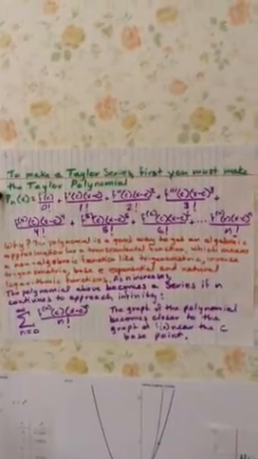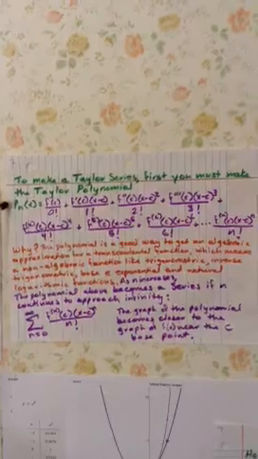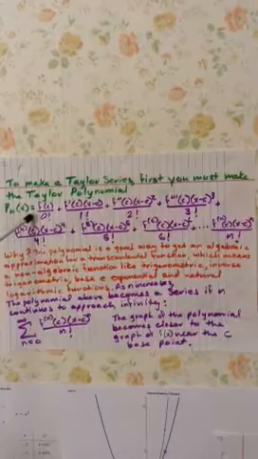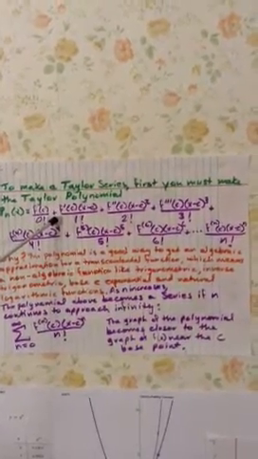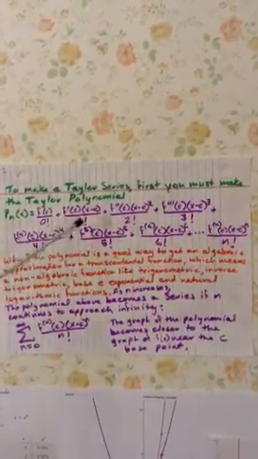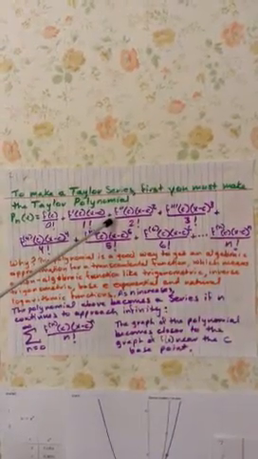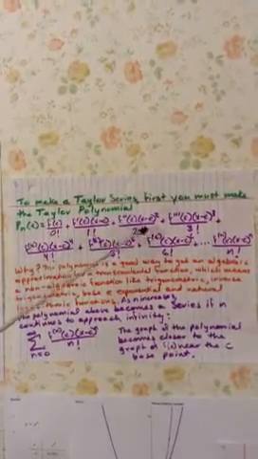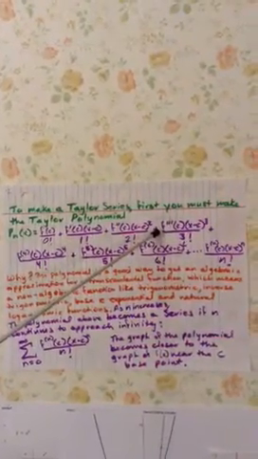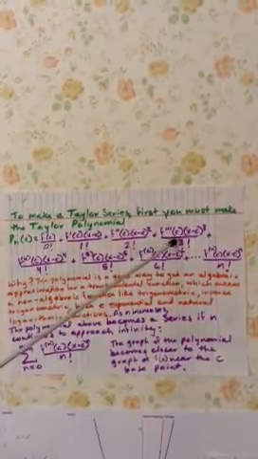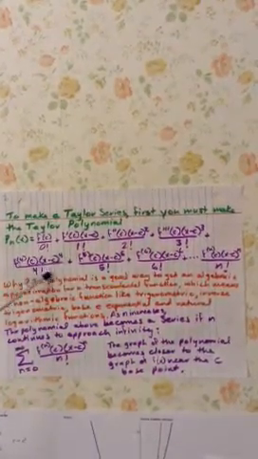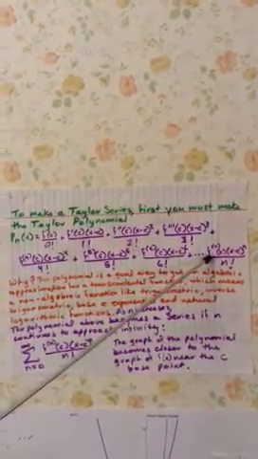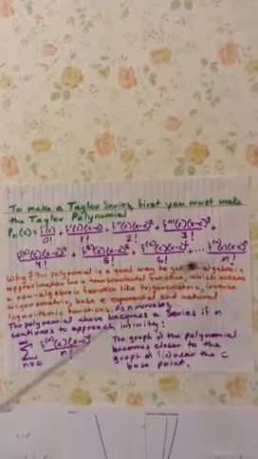To make a Taylor series, first you must make the Taylor polynomial. P sub n of x equals f of c over 0 factorial plus f prime of c times x minus c over 1 factorial plus the second derivative at c times x minus c squared over 2 factorial plus the third derivative at c times x minus c to the third over 3 factorial, all the way up to the nth derivative of f at c times x minus c to the n over n factorial.